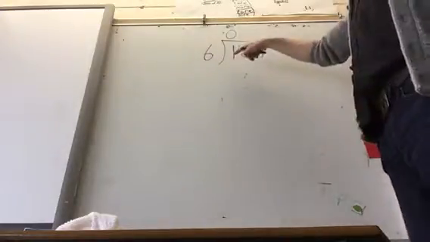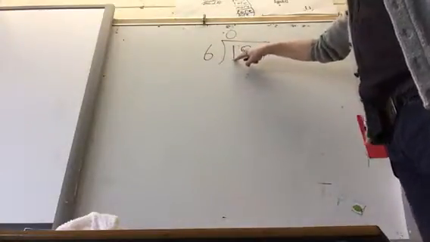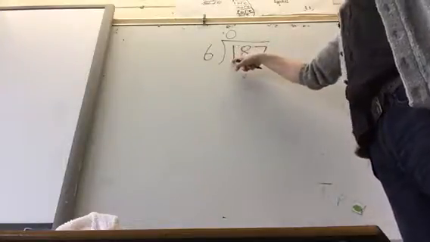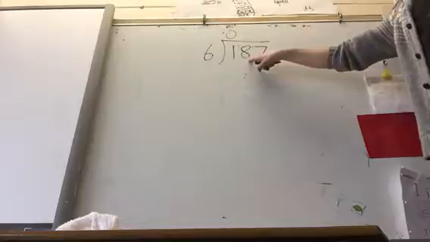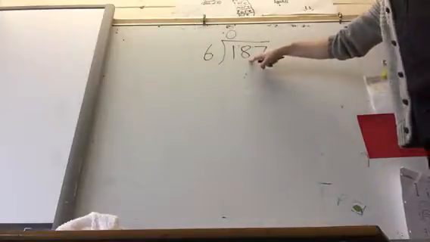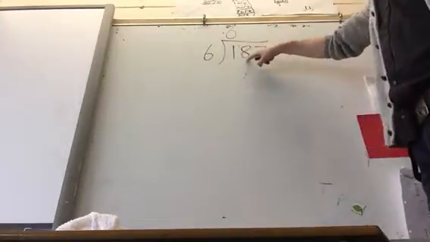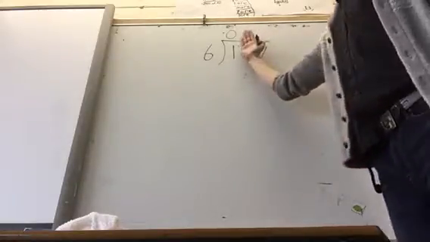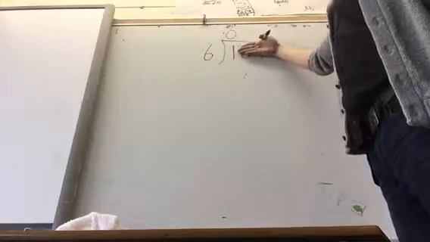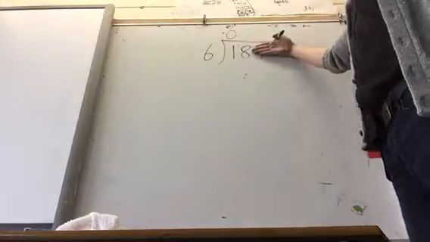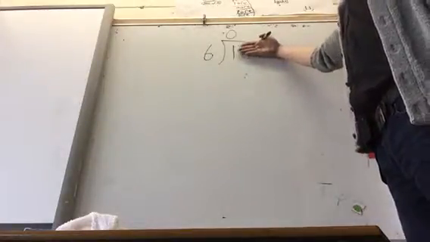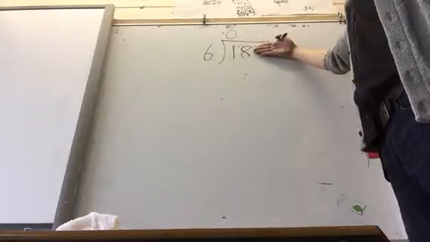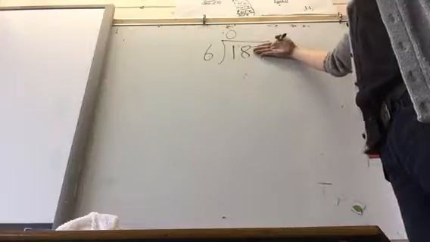So now that we've worked on the first digit and determined that we can't make a group of 6 out of it, we add the next digit to it. I shouldn't say add to it. We include this digit as part of the new number that we're looking at. So we start with 1. Now we're looking at 18. We determined we can't make groups of 6 out of 1, so now we're going to see if we can make groups of 6 out of 18.